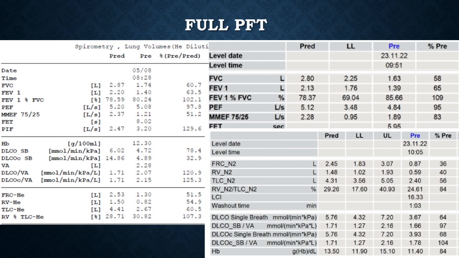Absolute change actually looks at the percentage drop. Unless you have the same prediction equations used, that's going to be tough. But the definition of progressive pulmonary fibrosis is dependent on that. Okay, I won't go into that.